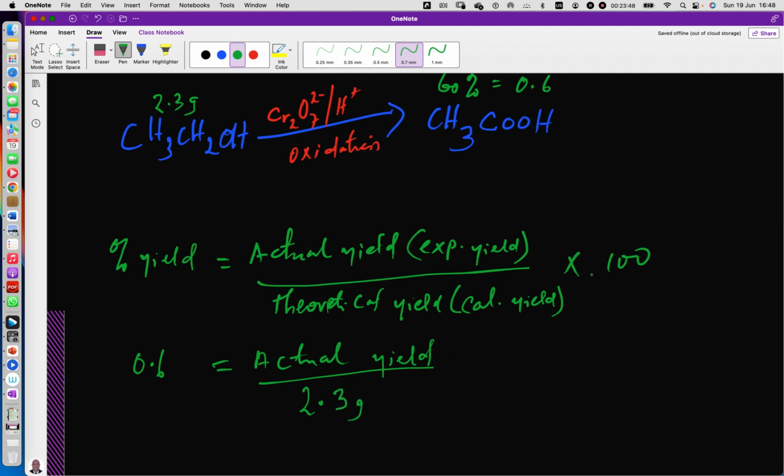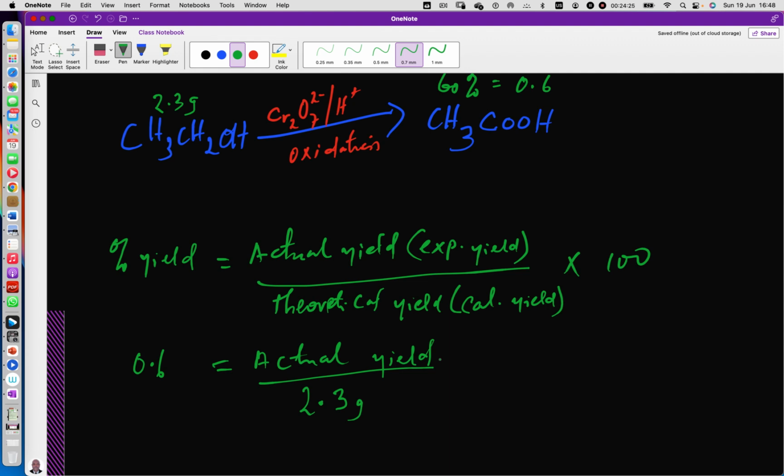Remember that this is the percentage that we have been given. We cannot use it again, because we have got the percentage. We multiply by 100 only if we want to have the percentage. Now that the percentage has been given, we don't need 100 again, because we have already divided it by 100. So it is 0.6 equals actual yield all over 2.3.